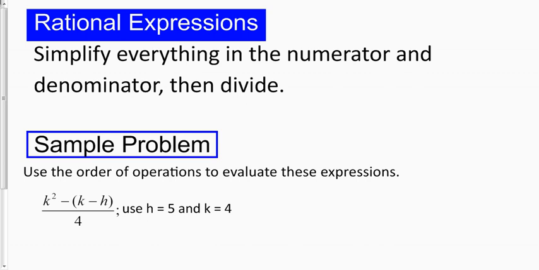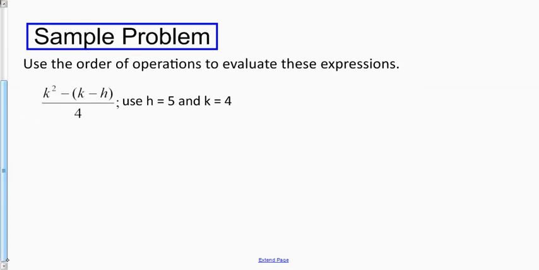We also have these rational expressions. They're expressions that have fraction bars in them. If I am going to simplify a rational expression, I'm just going to simplify everything in the numerator and the denominator, and then I'm going to divide. It's almost like there are big parentheses around those things. So let's look at this rational expression: k squared minus the quantity k minus h, all of that over 4.